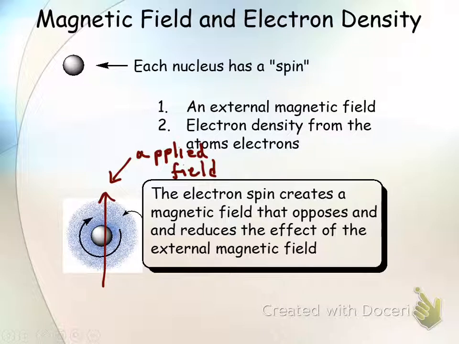Then what happens is the electron cloud produces a counter magnetic field because it starts to move, and as it moves, it creates a countermagnetic field.